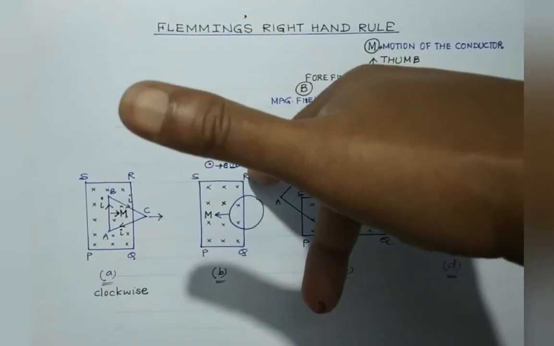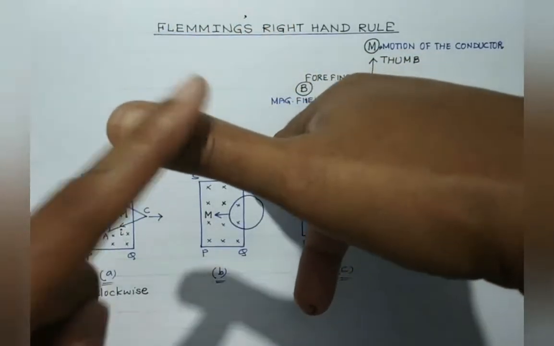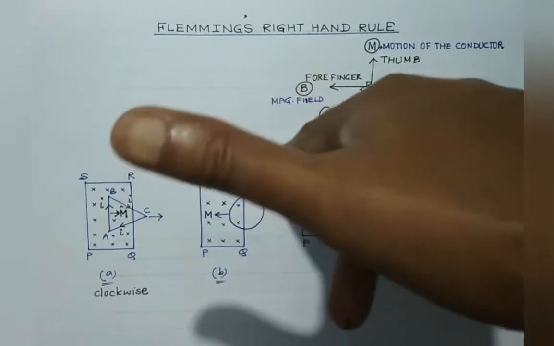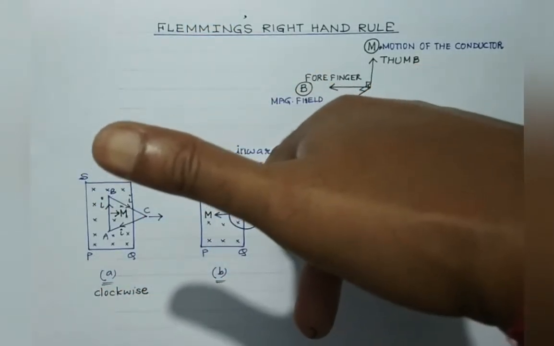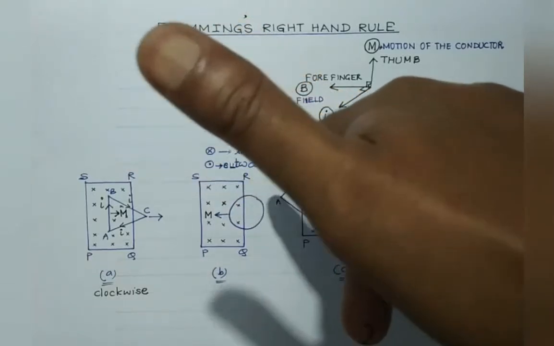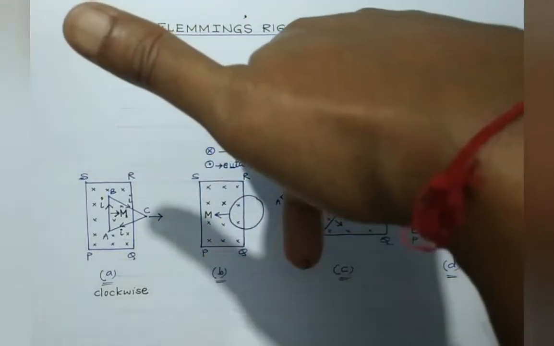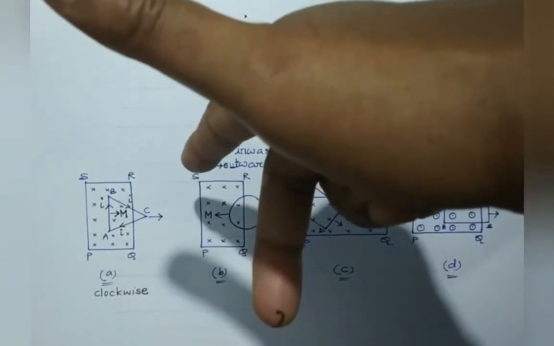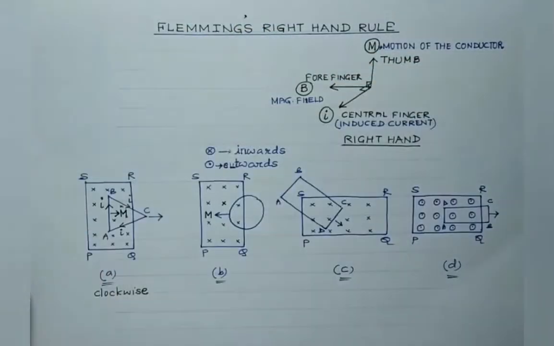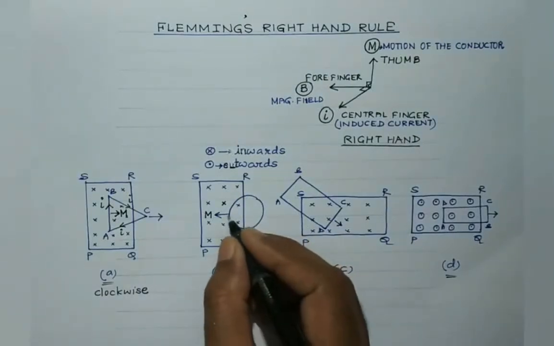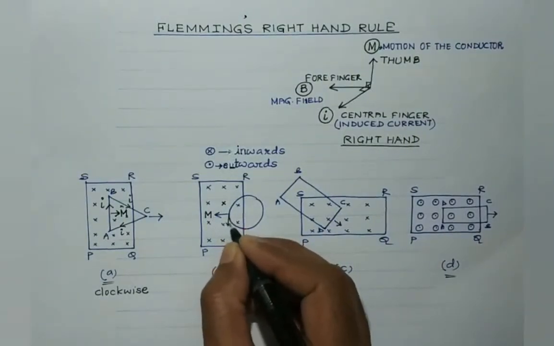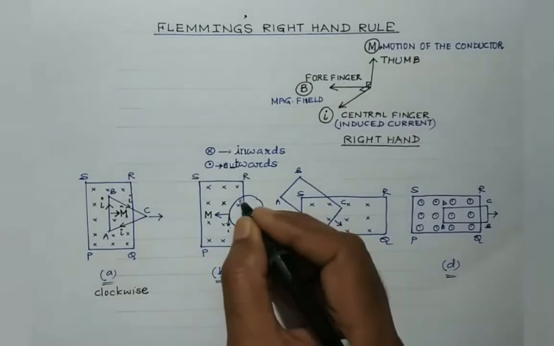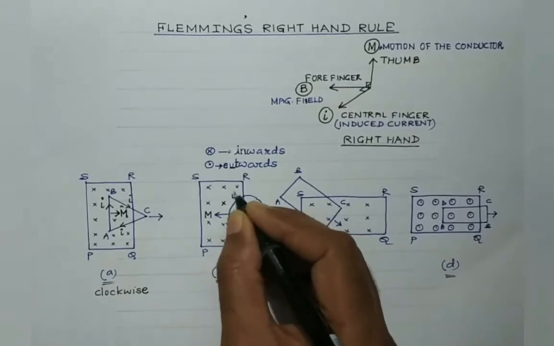The thumb represents the direction of motion, M, B, I. Here the motion of the conductor is from right to left. The direction of the magnetic field is inward, and the central finger represents the direction of the induced current. So in this case, it will be in the anti-clockwise direction. This is the direction of the induced current, isn't it? So it will be like this, in the anti-clockwise direction.